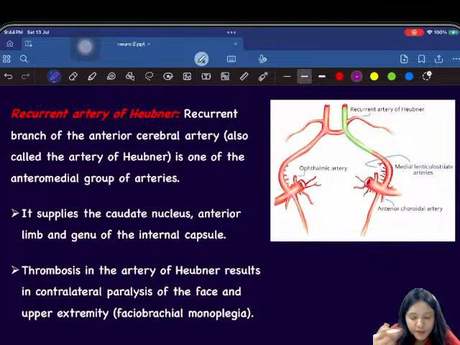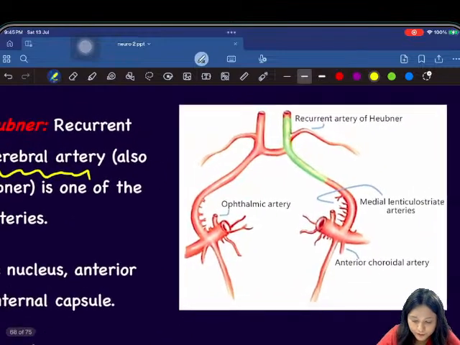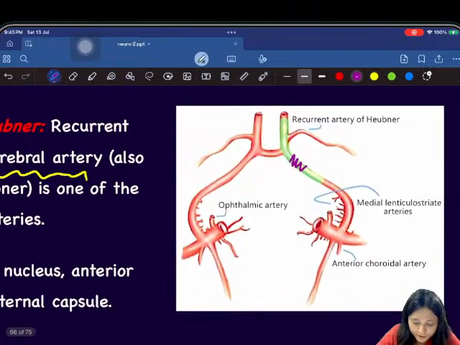Okay, now the recurrent artery of Heubner. Sometimes this question comes in NEET PG as well. So it is a recurrent branch of your ACA, anterior cerebral artery. It is also known as the artery of Heubner. So you know that this is the ACA, and it will give a recurrent branch, that is the recurrent artery of Heubner.